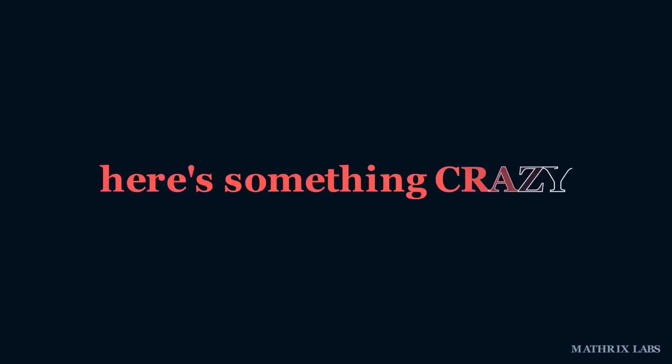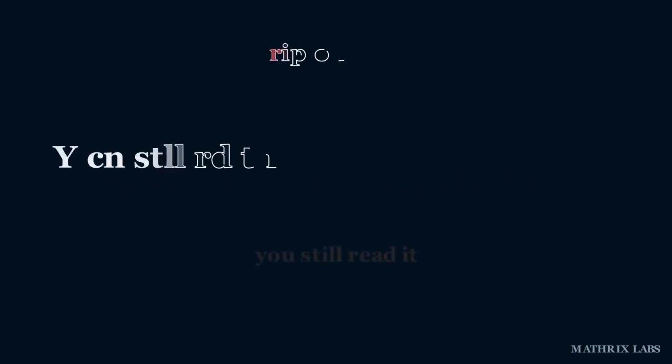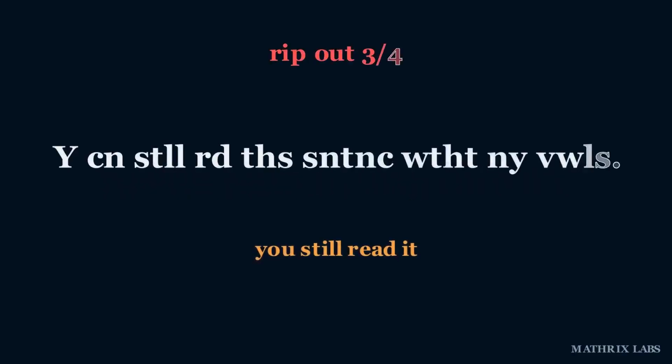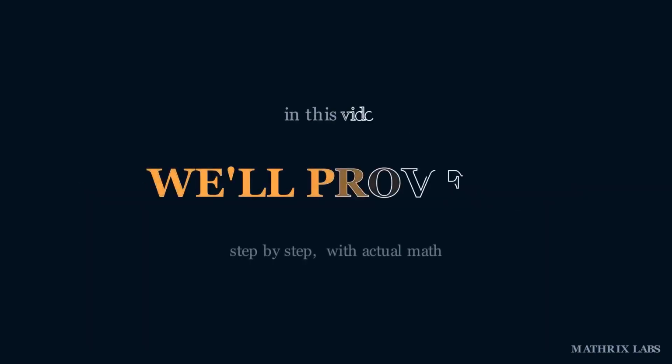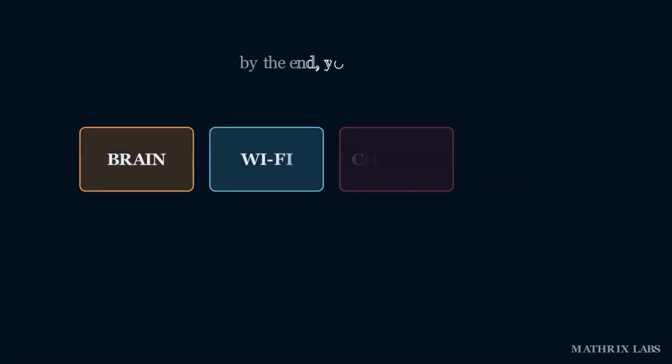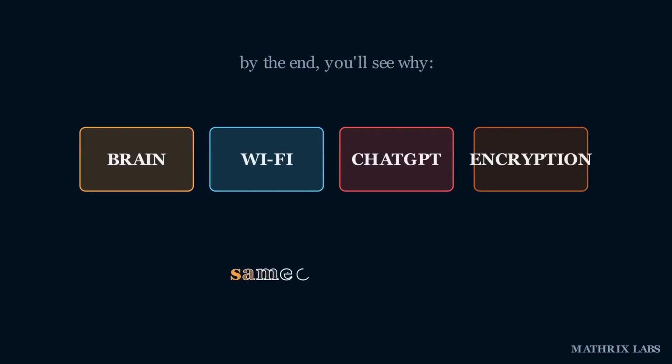Here's something crazy. You can rip out 3/4 of any English sentence, and your brain will still read it. That sounds impossible, but it's a mathematical fact. In this video, we're going to prove it, step by step, with the actual math. And by the end, you'll see why your brain, Wi-Fi, ChatGPT, and even encryption all work for the exact same reason.